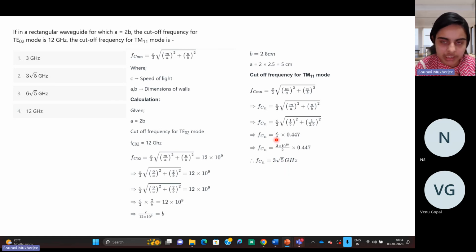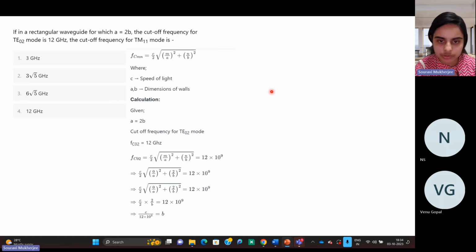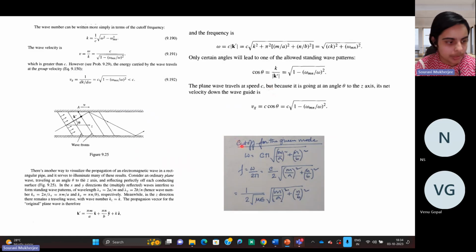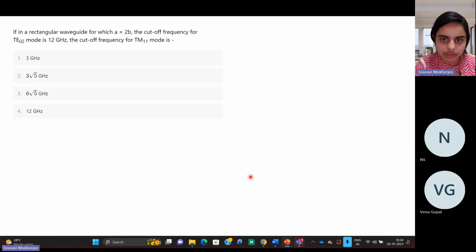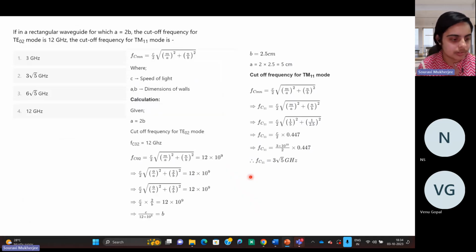I think what you might have done is, did you use the relation that omega and frequency are related by f equal to omega by 2 pi? Did you miss that factor of 2 pi, or can you check where you went wrong? This solution is clear, right? I don't know exactly where you missed it, but this is the solution.